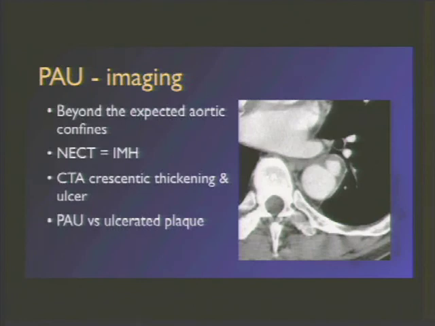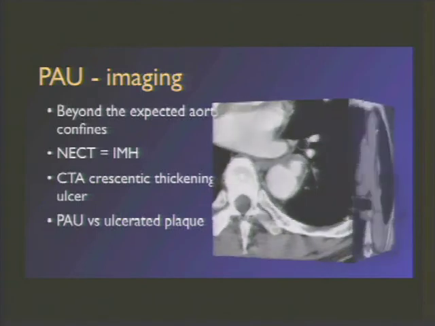Now, what is the definition of penetrating aortic ulcer from the imaging point of view? It's a collection of contrast that extends beyond the expected aortic confines. In non-enhanced chest CT, we can see intramural hematoma, as I already mentioned. In the CTA, we're going to see crescentic thickening, but we are also going to identify an ulceration or a penetrating aortic ulcer. In this case, this collection of contrast is extending beyond the aortic confines.